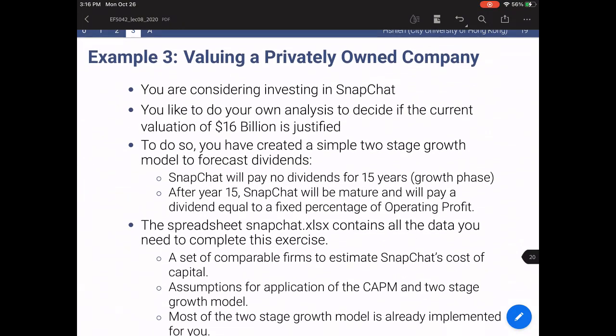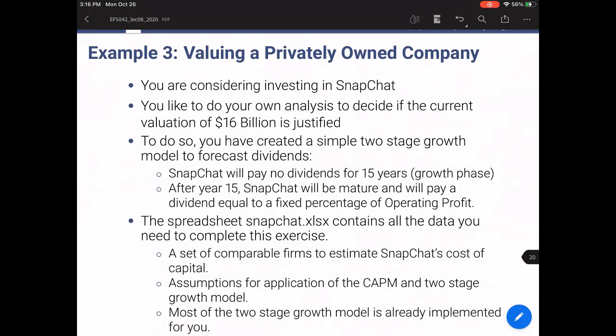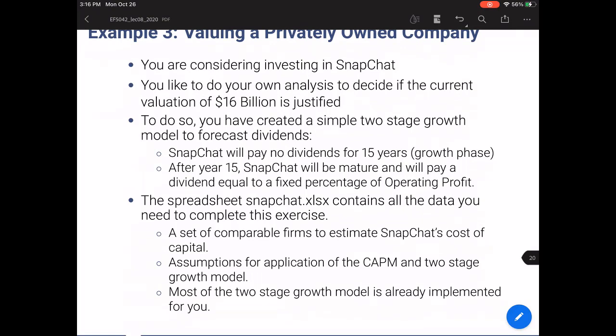All right, so as I already said, the most typical example in which you would have to compute betas from comparables is when you try to value a privately owned company. So I did provide an example for you this week in an Excel sheet. So I'll let you go over this example on your own, and I will talk about this during our Zoom session.